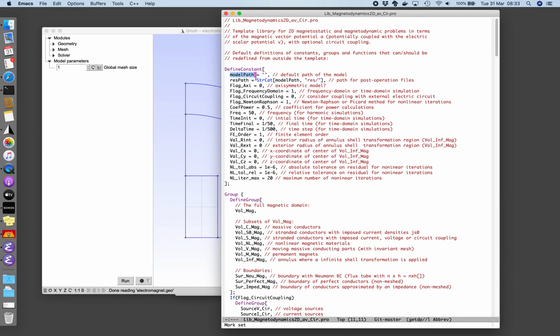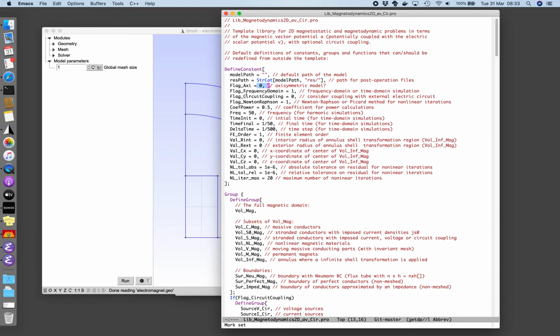So the path of the model, we don't care. The default path is the current directory. The path for results, okay, we can leave it as is. So you see that there are default values for all these constants. Constants can be strings or floating point numbers.